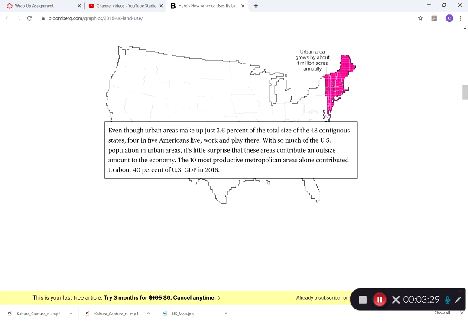So we tend to think of urban sprawl as an enormous issue, and it really is. But in the grand scheme of things, we're still using a pretty tiny percentage of the overall land in the United States for urban space. But again, we are sprawling out pretty radically, 1 million acres every year.